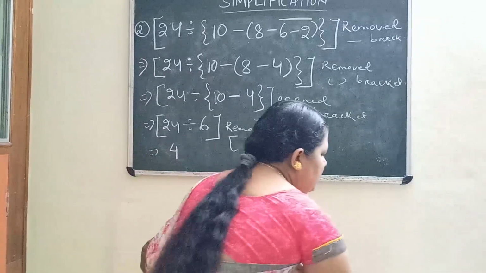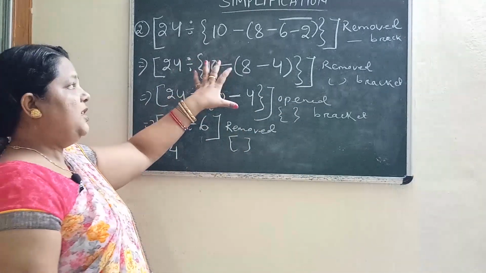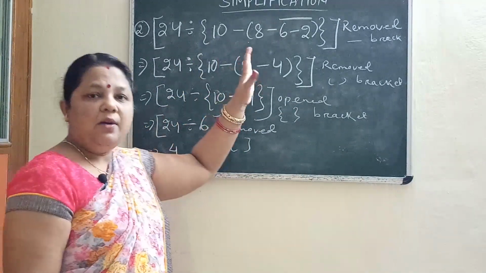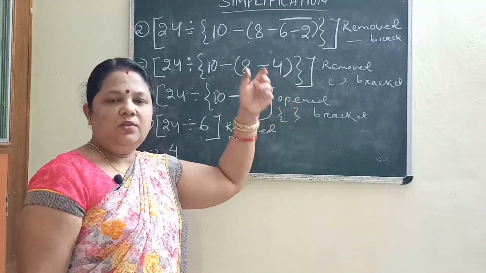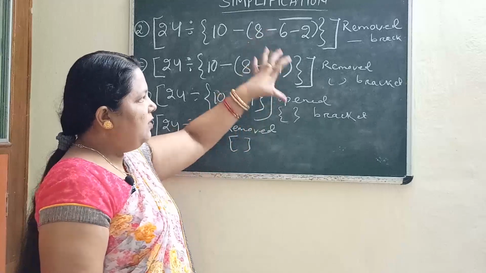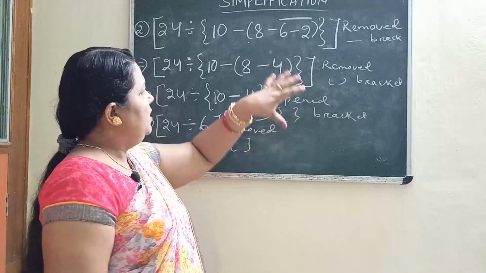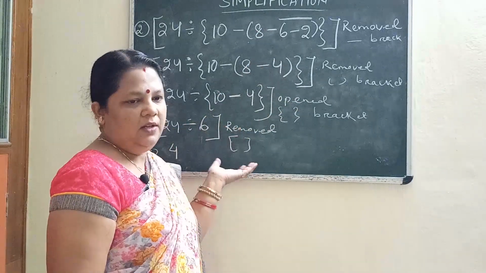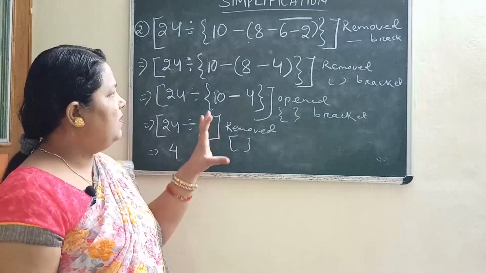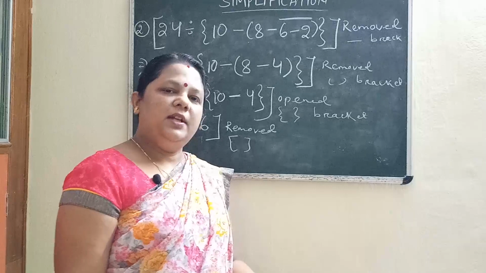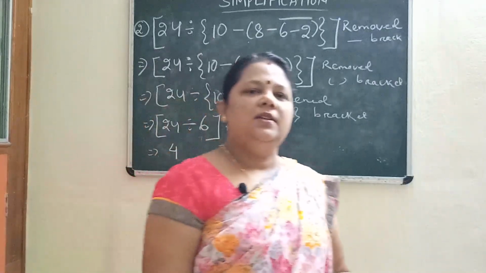So don't be confused, children. When all the operations are there, first you see how many operations are there and what we are going to open or solve first. If we follow this in a systematic manner, we can easily get the value. So this is all about your BODMAS rule. We have to follow this to get the answers in a simple way.